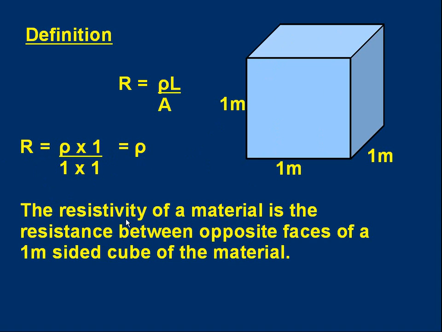And we end up with this definition. The resistivity of a material is the resistance between opposite faces of a 1 meter sided cube of the material. You may want to think about that. Make sure you understand it. Well, that's it. In part 2, we'll take a look at some calculations and their solutions using the equations we've looked at.